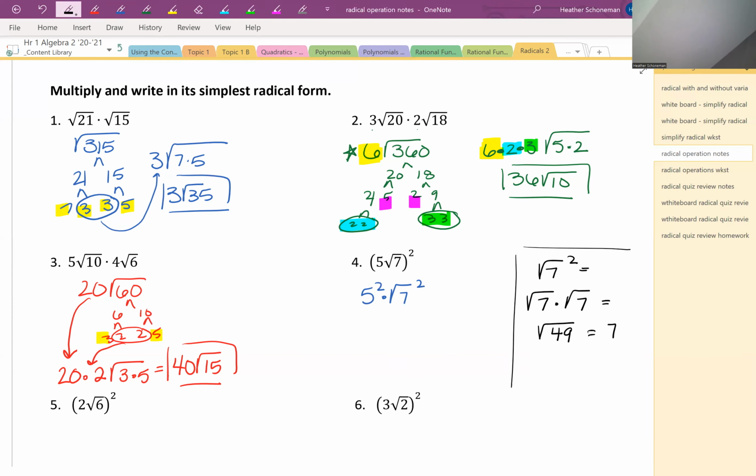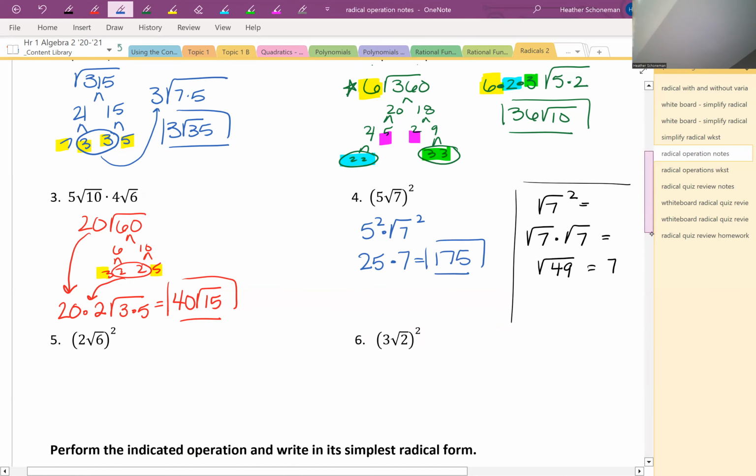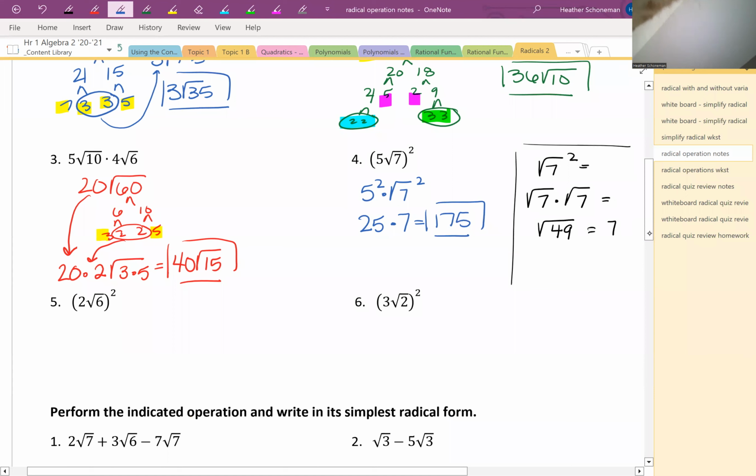So when you square a radical, it cancels it and you get the number underneath. So 5 squared is 25, but the square root of 7 squared is just 7. And you don't add these together. That's the most common mistake. You multiply these together. So we get 175 for our final answer. Okay, let's do this again.